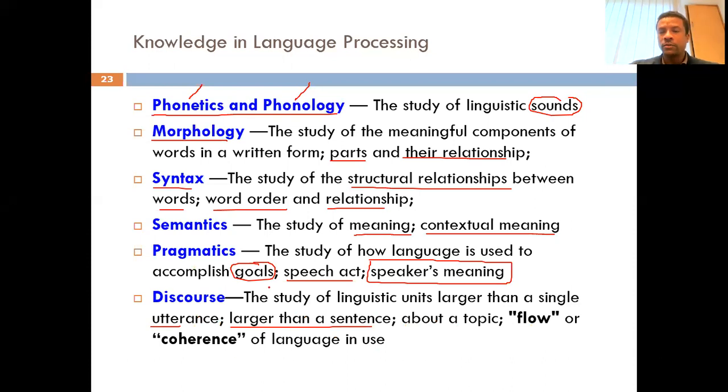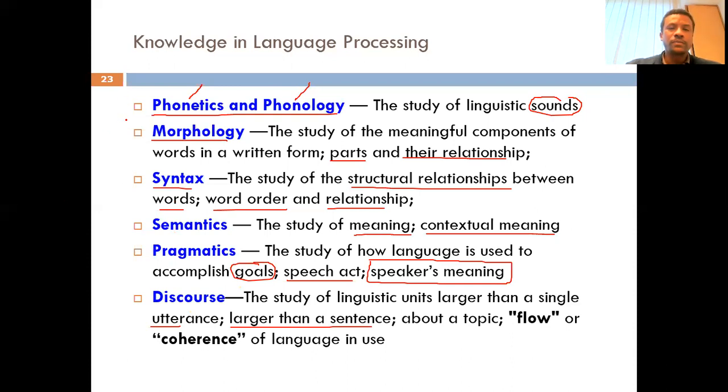Phonetics and phonology, which are concerned about sounds. Morphology, concerned about how words are formed. Syntax, concerned about how words are ordered and grouped. Semantic, which is concerned about the meaning of a word and a phrase or a sentence. Pragmatic, which is concerned about the speaker's meaning in a conversation. And discourse, which is a meaning greater than a sentence. It is more concerned about the topic. And these are the different levels of study.